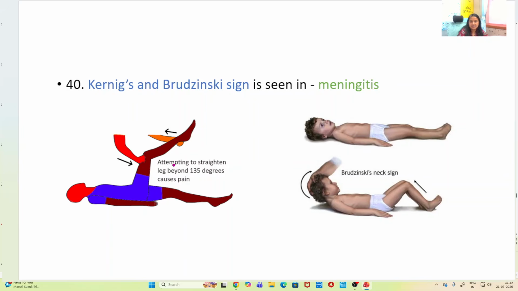Kernig's and Brudzinski sign, this picture is self-explanatory. We are flexing the hip, flexing the knee and then extending the leg. Okay, this causes pain. This is Kernig's sign. And Brudzinski sign is when we passively flex the neck, the child will flex the hip and the knees. This is the Brudzinski sign.